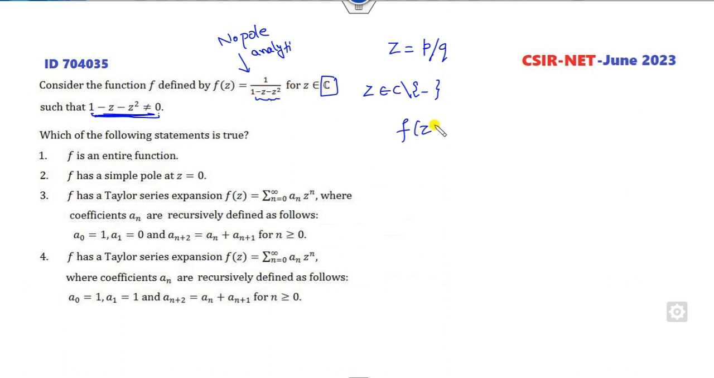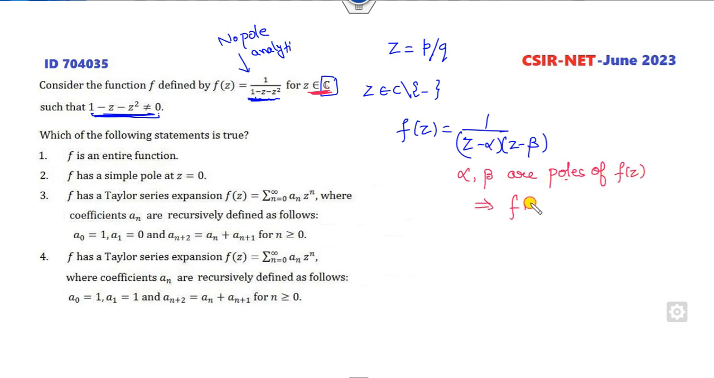If I write this function as 1 over (z minus alpha)(z minus beta), where alpha and beta are the roots of this, then clearly, because z belongs to the complete C, alpha and beta are also part of C. Therefore alpha and beta are poles of f(z). So once this is a pole, it means f is not entire. Fine. So you can see this option is cancelled out.